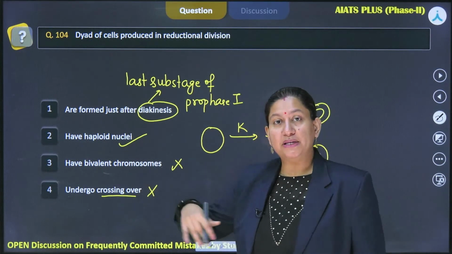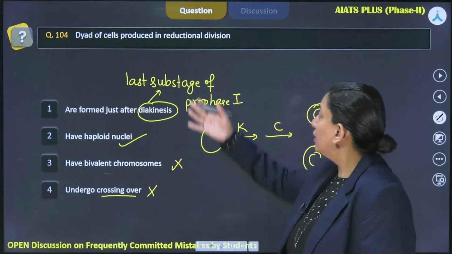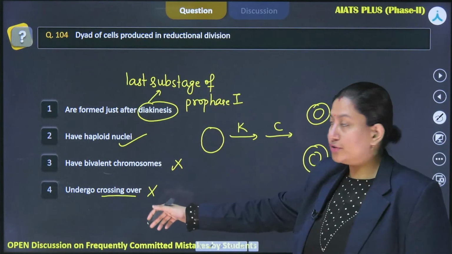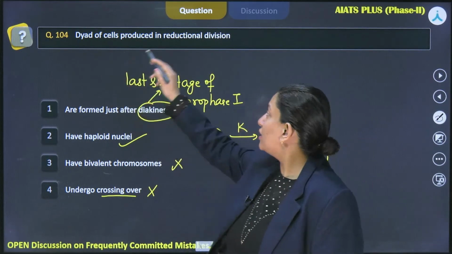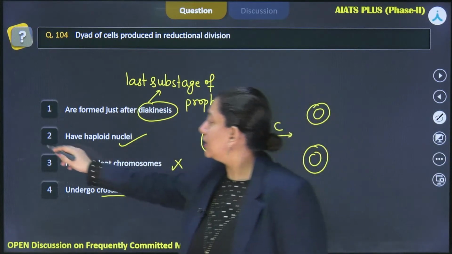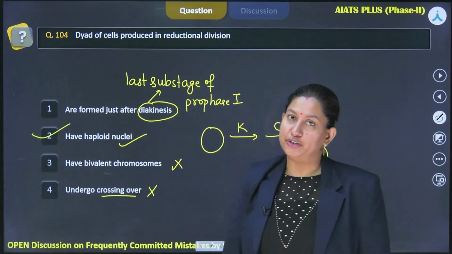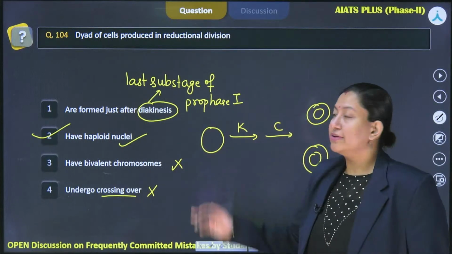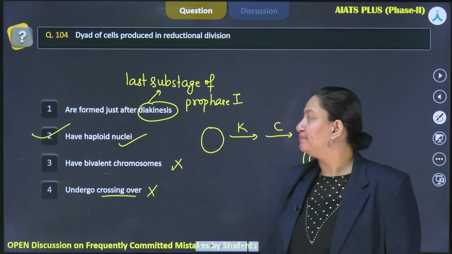So over there it has been done a long ago, right? So that's why this particular option is also incorrect. So with respect to the question, the dyad of cells produced in reductional division is going to have haploid nuclei, right? So this is the correct answer, option number 2, right?